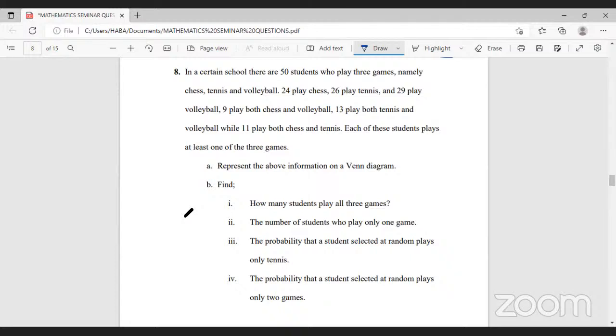13 play both tennis and volleyball, and 11 play both chess and tennis. Each of these students plays at least one of the 3 games. Represent the above information on a Venn diagram.